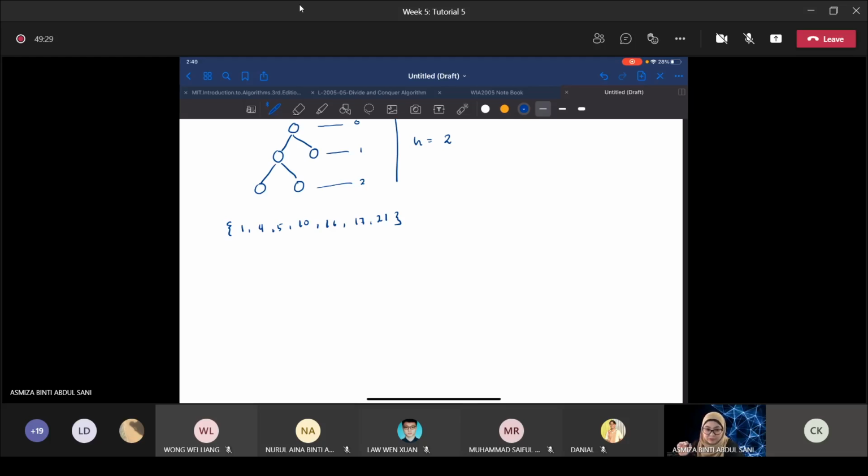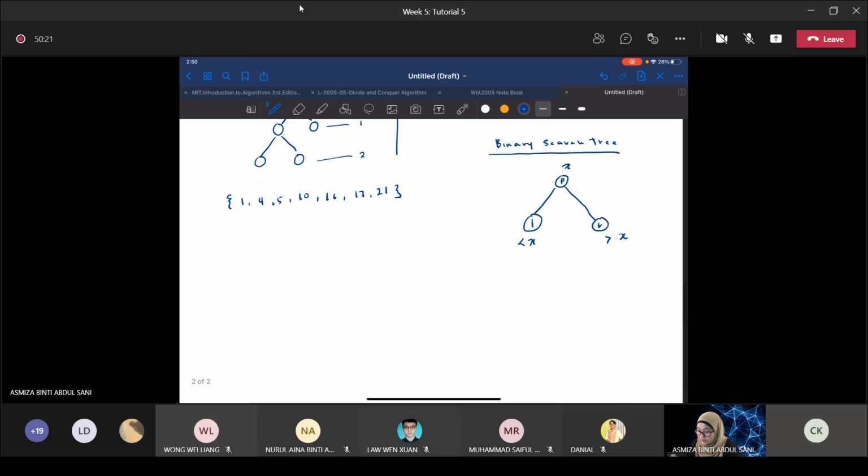Before we do this, you have to know the property of a binary search tree. Let's say you have a parent and a left child and a right child. This is your P, this is your left, this is your right. If you have X in your parent, the left child will be smaller than X, and the right child will be bigger than the parent. This is the property of a binary search tree. So how are we going to put in these elements so that we have a binary search tree of height 2, 3, 4, 5, and 6?